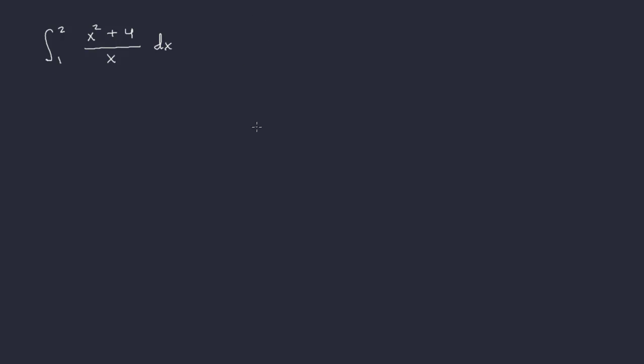All right, so for our next example here, let's look at the definite integral from 1 to 2 of x squared plus 4 all over x dx. And similarly here, we're going to need to split this up. So this will be the definite integral from 1 to 2 of x squared over x plus 4 over x dx. So this will be the definite integral from 1 to 2 of x plus 4 over x.